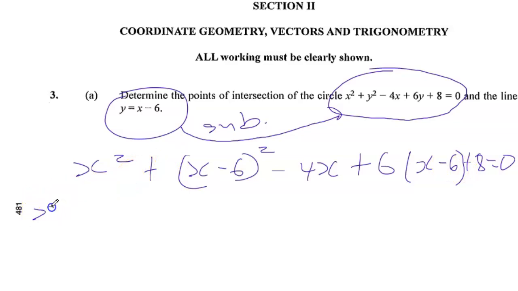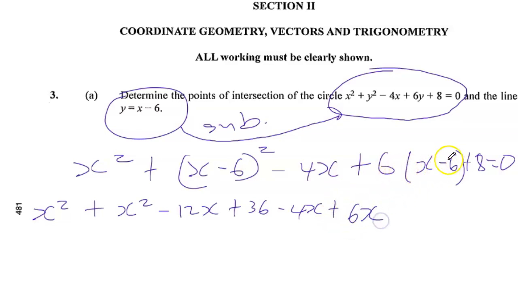So we have x squared. This bracket is x minus 6 times itself. That's x squared minus 12x plus 36. So we expand that. And we have minus 4x plus distribute the 6. So 6 times x, that's 6x. 6 times minus 6, that's minus 36, plus 8 equal to 0.